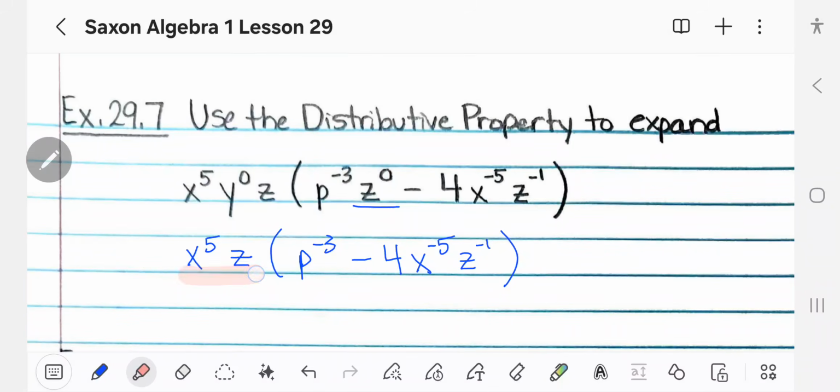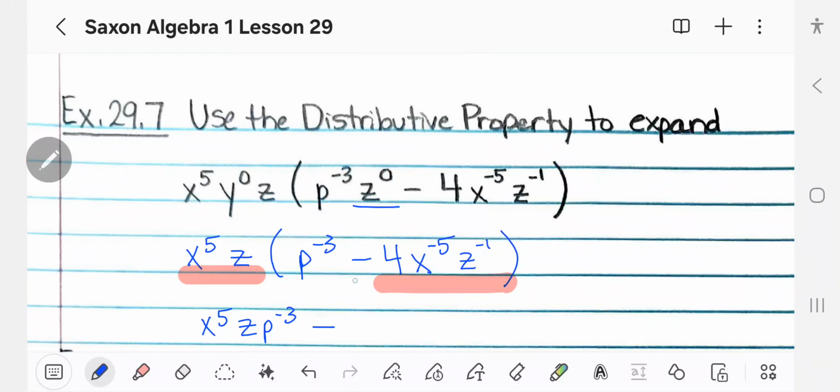So let's take this outside factor and multiply it by this term and then by this term. Okay? So we're going to do the x to the 5th times this. So it's just going to be x to the 5th and then z and then p to the -3, all multiplied together. Now we're going to multiply that by this term. We know there's a minus between it. You could put adding a negative if you would like, or just go ahead and simplify it this way.